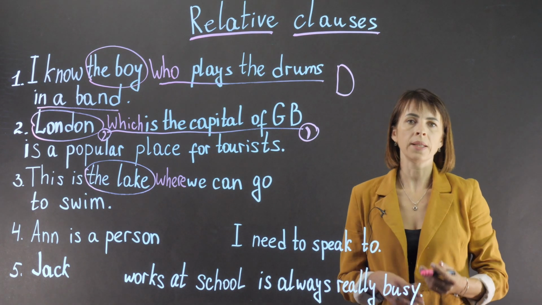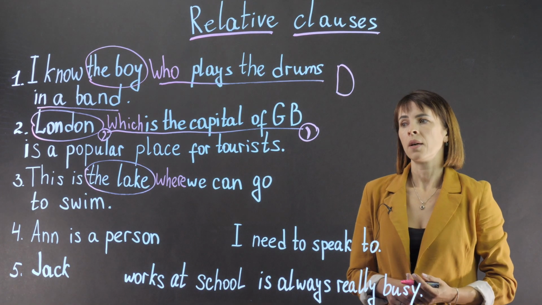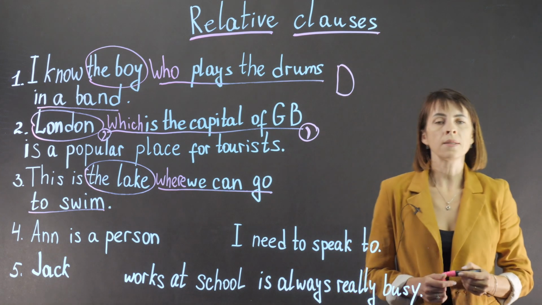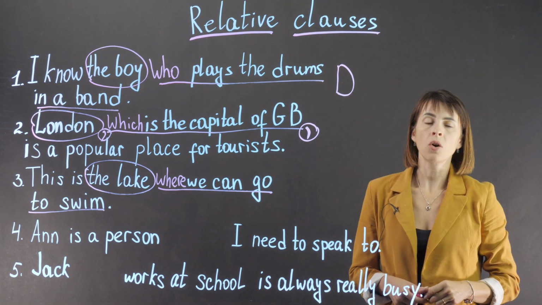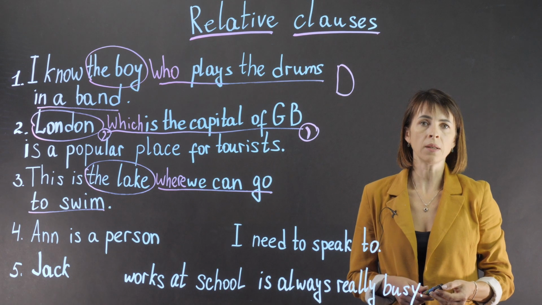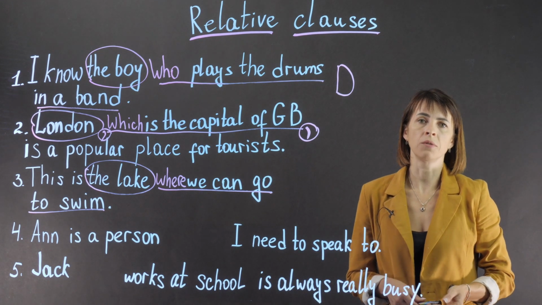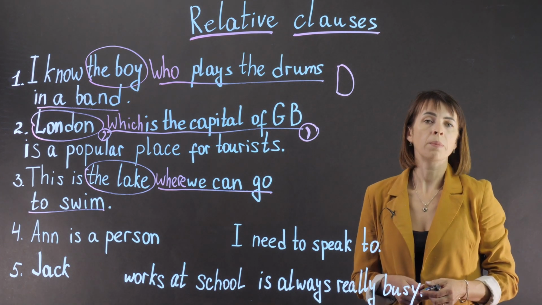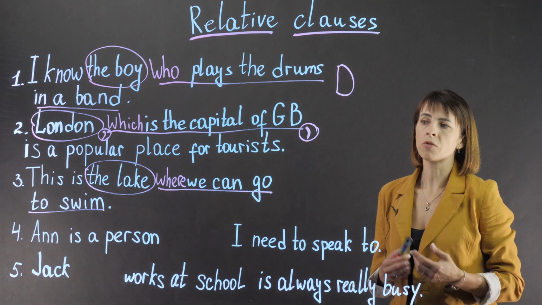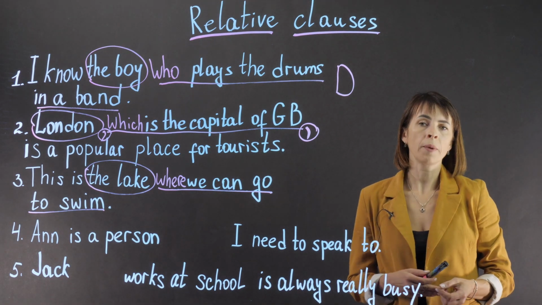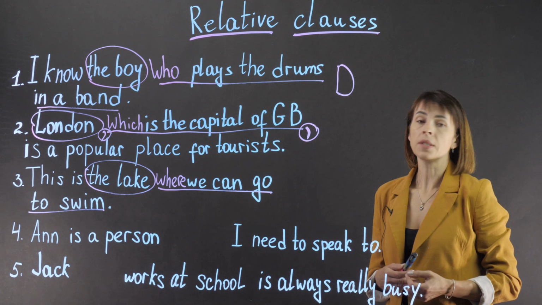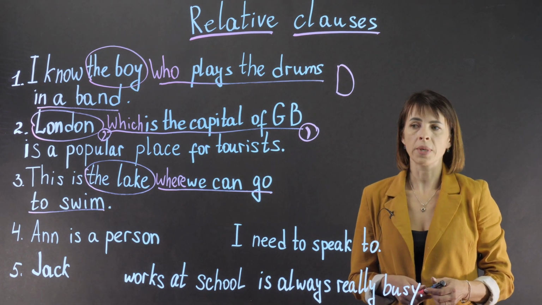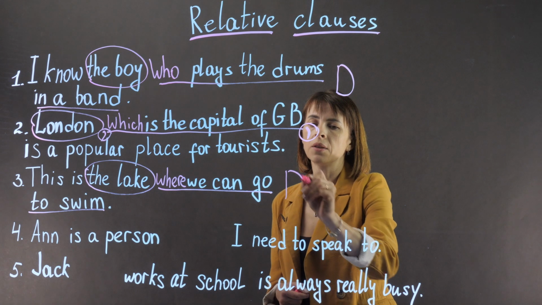Should we put comma in such a sentence? Where we can go to swim is essential information. Це обов'язкова, необхідна інформація. Because without this information, we can't understand the sentence. This is the lake. Без цієї інформації, яка міститься в підрядному реченні, where we can go to swim, ми не зрозуміємо речення. This is the lake. What lake? Яке озеро? So, we don't need to put commas because it's defining relative clause.